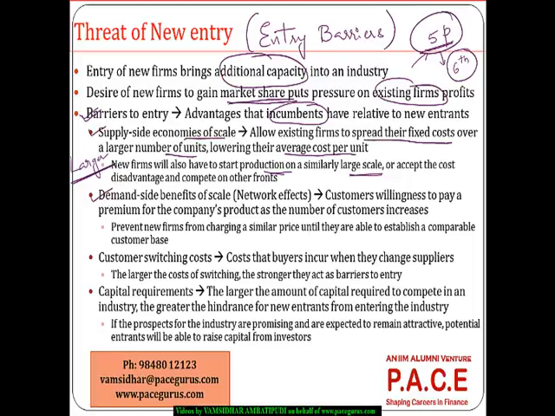Similarly, there is a possibility of creating a barrier by working on the demand side benefits of scale, which is what we call the network effect. From the customer's perspective, you create the product in such a way that as more and more customers join, as the word of mouth increases, as the goodness of the product increases, the customers are ready to pay a premium for the company's product.